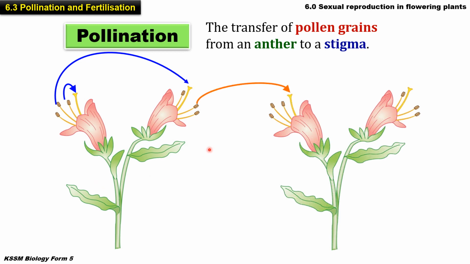Right. For this one, we have two different plants but the same species of flower. The pollen grain from plant A is transferred to the stigma on plant B. So it involves two different plants. So this is known as cross-pollination. Got it? So that is about pollination.